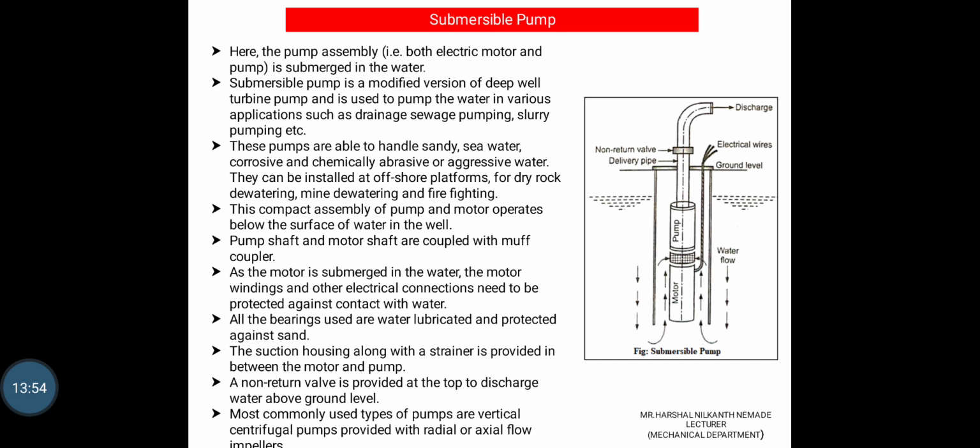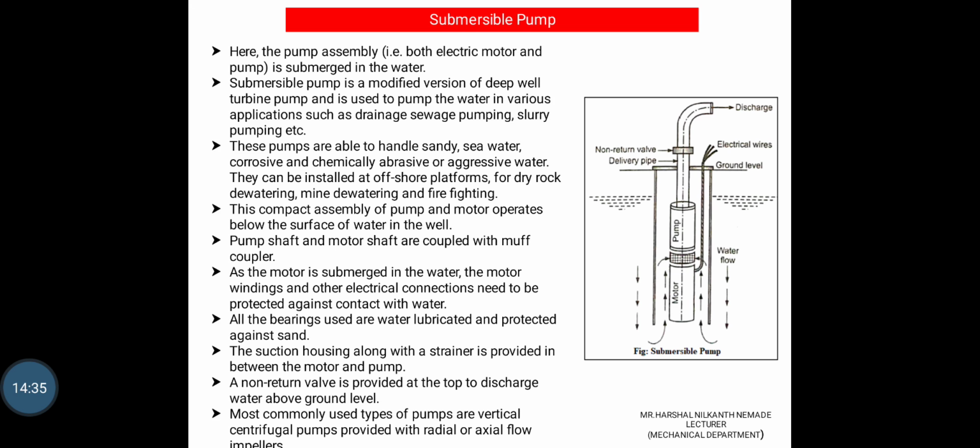Here the pump assembly, both the electric motor and the pump, is submerged in the water. The submersible pump is a modified version of the deep well turbine pump and is used to pump water in various applications such as drainage, sewage pumping, and slurry pumping. These pumps are able to handle sandy seawater, corrosive, chemically abrasive and aggressive water. They can be installed on offshore platforms for dry rock dewatering, mine dewatering and firefighting.